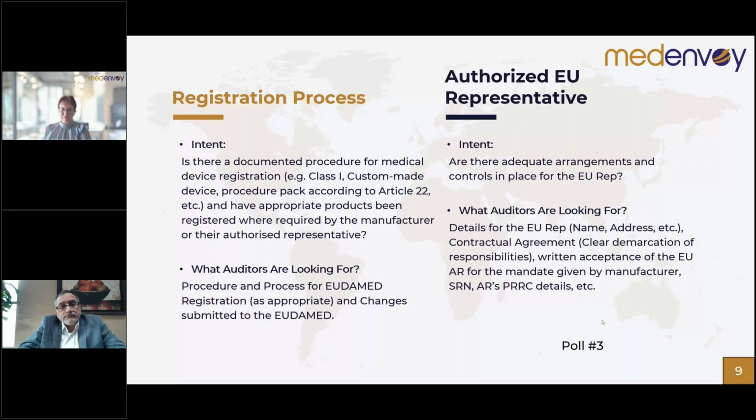So EU representative, the good thing is, if you are working with a recognized, reputable EU authorized representative such as MedEnvoy, their contract is very detailed. So there's a good chance that there are no missing elements. But from an auditing perspective, some of the lesser known and smaller EU representatives have contracts that are not as detailed, and there is information that is sometimes not covered in the contract.